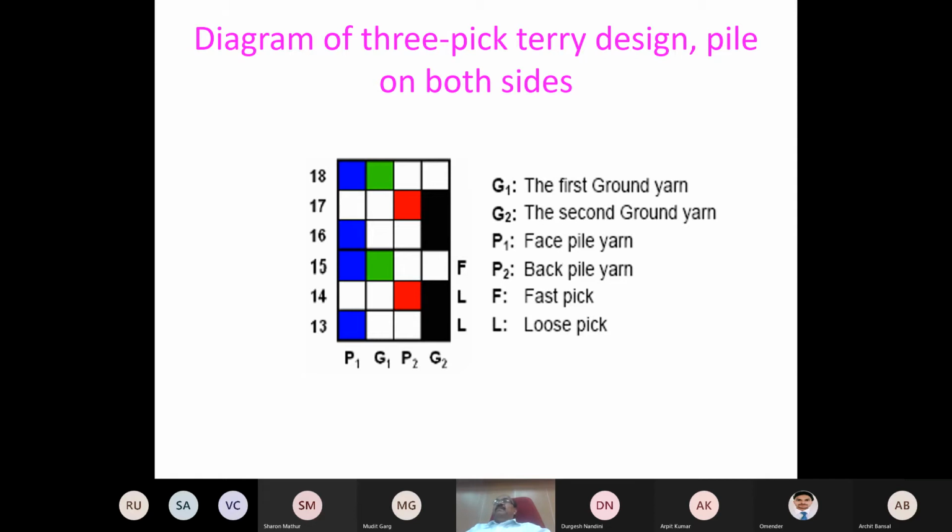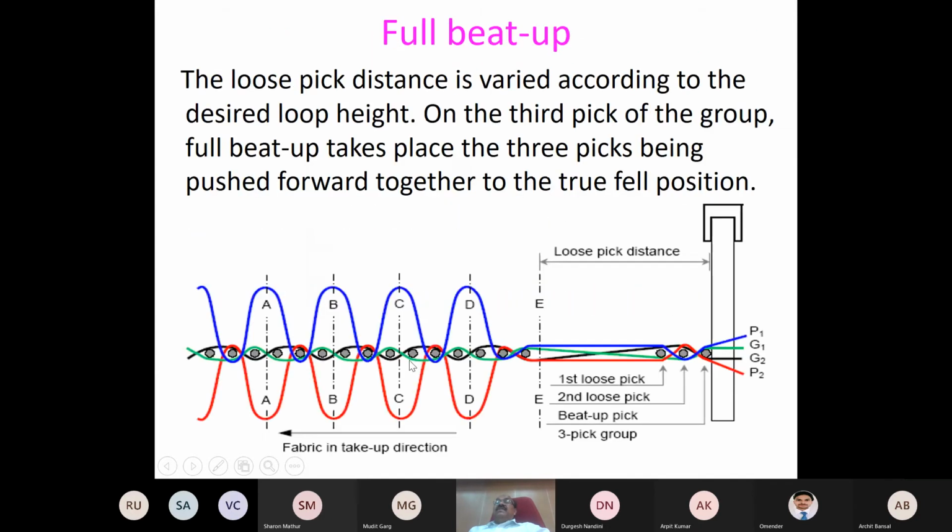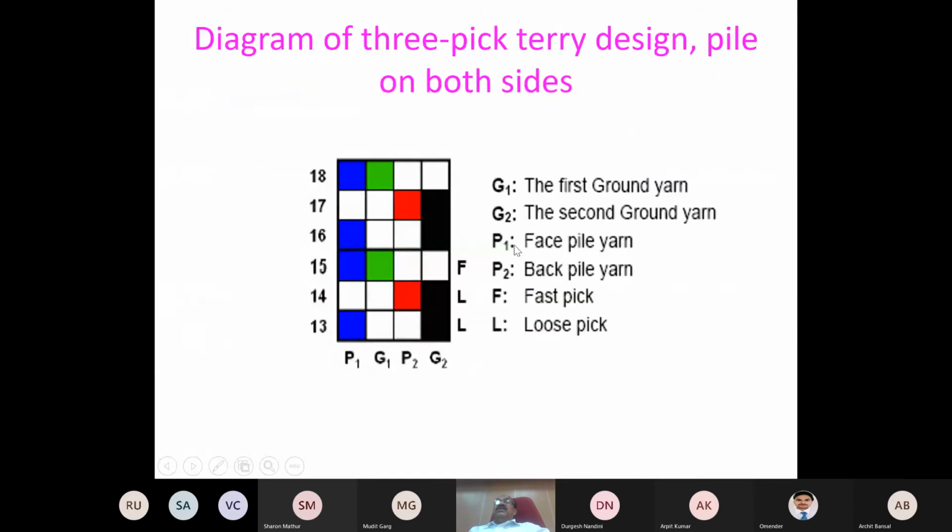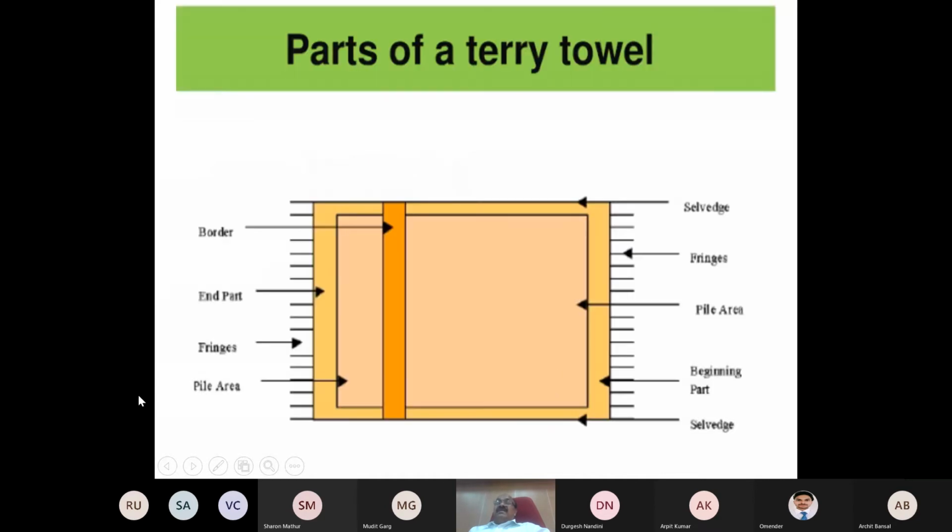So this is the diagram of a three pick terry design. You can see here pile 1, ground 1, pile 2, ground 2. F stands for first pick, L stands for loose pick, and these are different colors according to this diagram. It is deliberately made so that you can understand which thread is what. I will explain it subsequently in a clear diagram when I discuss this structure.